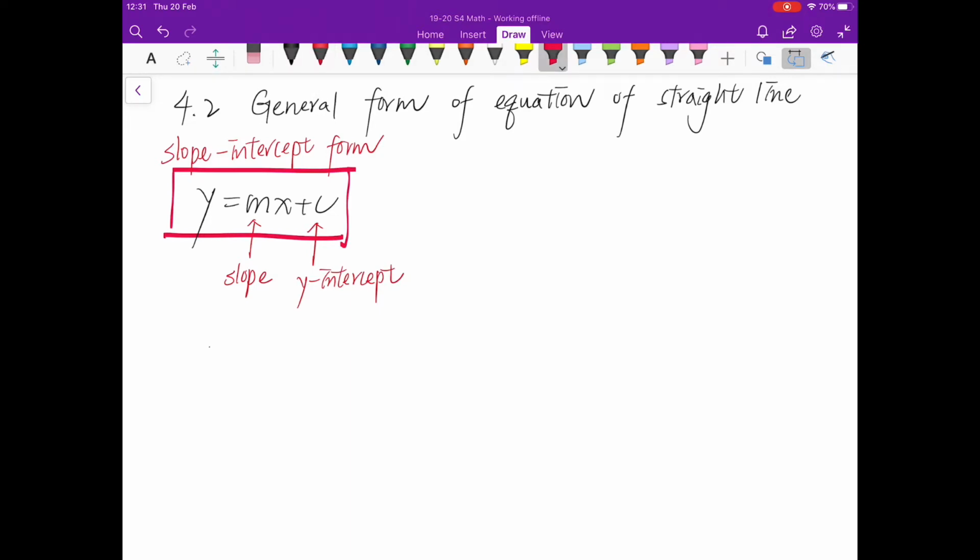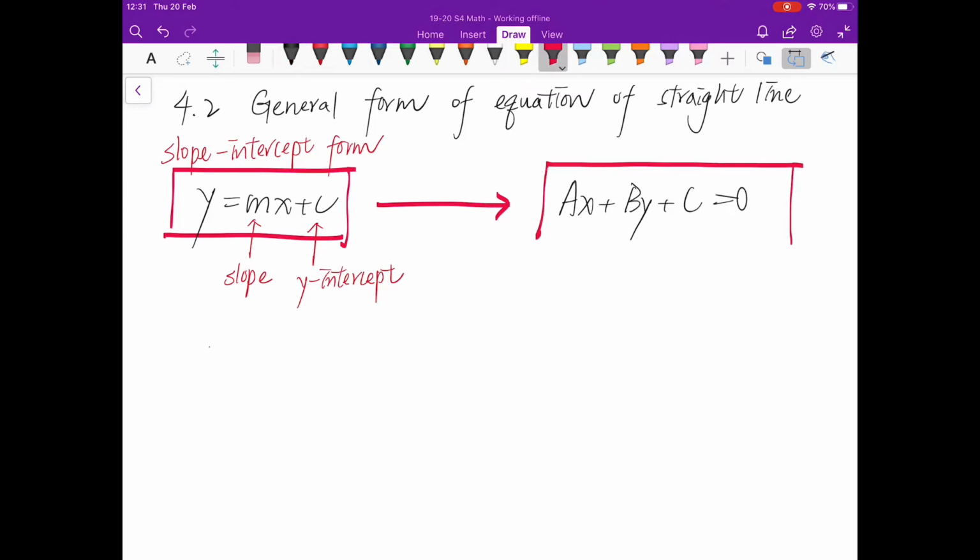And in this section, we try to convert it into a new form, that is ax plus by plus c equal to 0. And we call it the general form. I can give you an example. y equals 4 over 3 x plus 1 over 2.